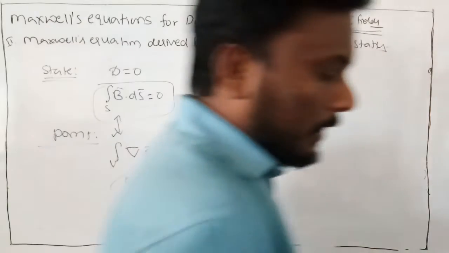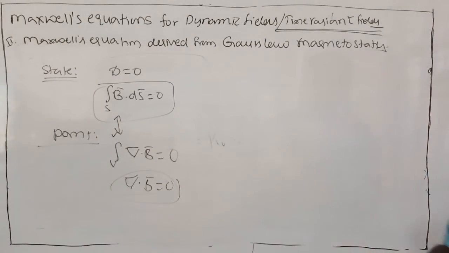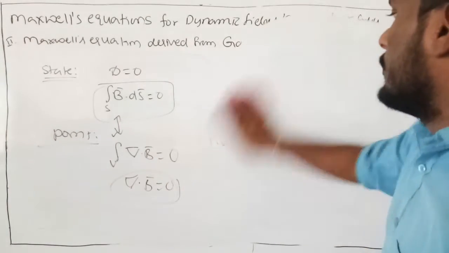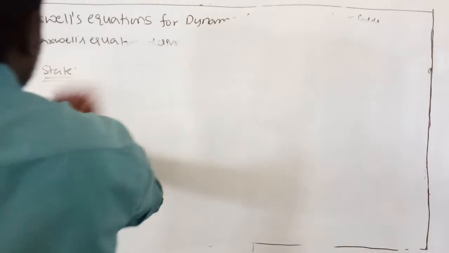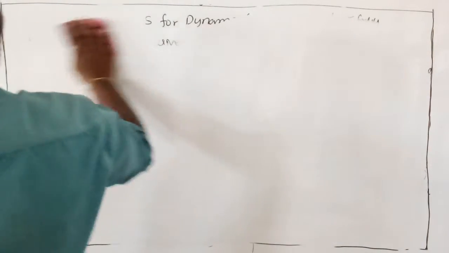So now we have completed all the Maxwell's equations for time invariant and time variant fields. Okay, you should write the summary here. I am just giving the rows and columns here.